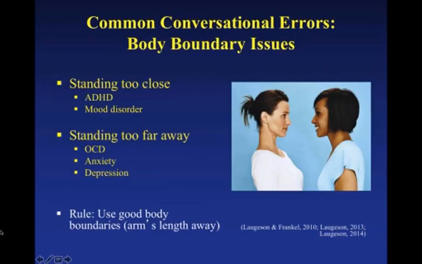So that brings us to the next conversational error, which is body boundary issues. So again, with kids on the autism spectrum, we may find that they fall on either of those sides of the error, which is either standing too close or standing too far away. But we also have these issues with other clinical populations. So kids with ADHD or mood disorders maybe stand too close to their peers, and kids with things like anxiety or depression or OCD tend to stand too far away.